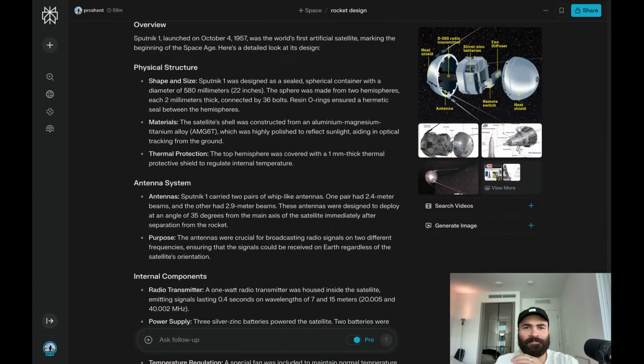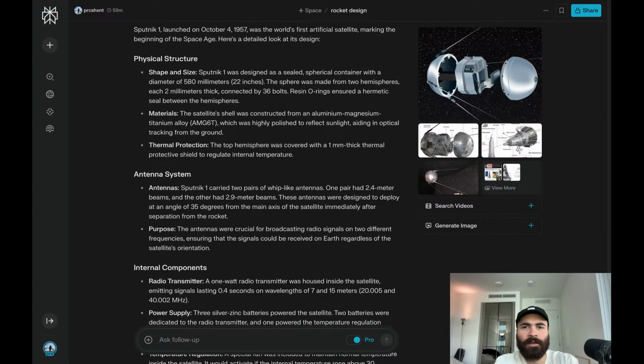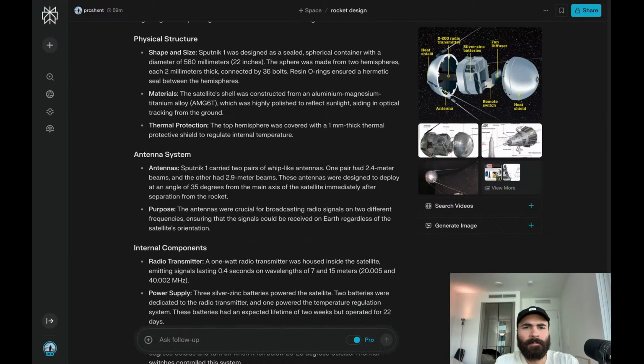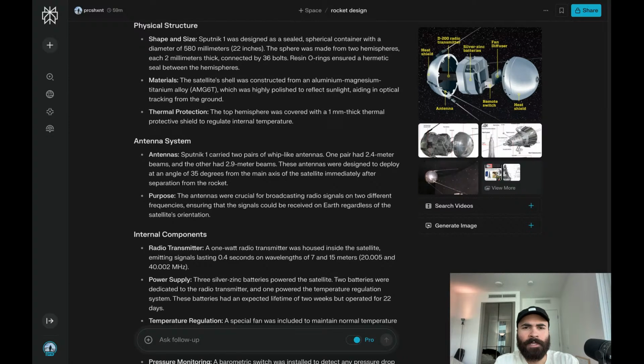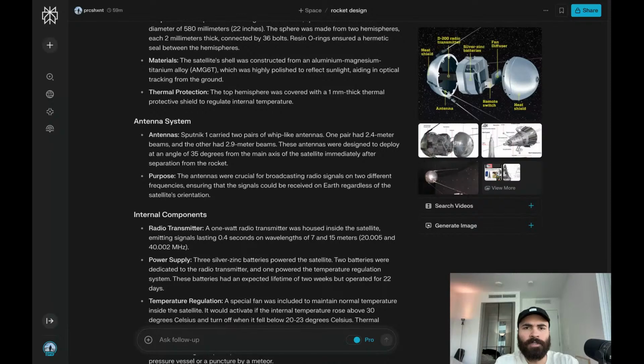Design of Sputnik 1. Launched on October 4, 1957, it was the world's first artificial satellite, marking the beginning of the space age. Designed as a sealed spherical container with a diameter of 580 millimeters. You could have just said centimeters. The sphere, which is 58 centimeters, which is 0.58 meters. Yeah. The sphere was made from two hemispheres, each 2 millimeters thick, connected by 36 bolts. Resin O-rings ensured a hermetic seal between the hemispheres.